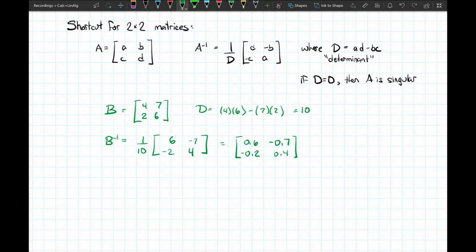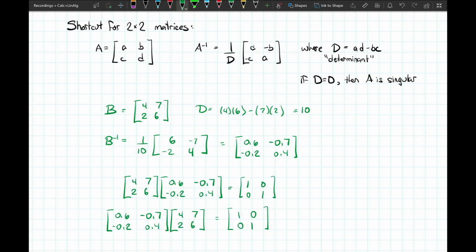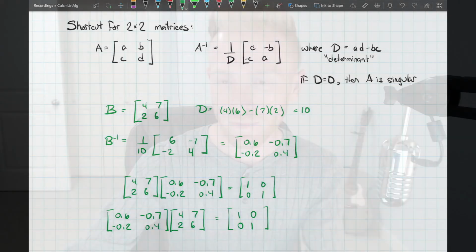And this can be confirmed to be the inverse by multiplying B and B inverse on both sides. By confirming that they multiply to end up equaling the identity matrix, we can see that B inverse is in fact correct. It's always worthwhile to check this, particularly if we don't have a shortcut for 3 by 3 matrices and we have to use the entire Gauss-Jordan elimination method to find the inverse. It's worthwhile to check your answer by multiplying at the end and ensure that you do end up with the identity. So there we go.